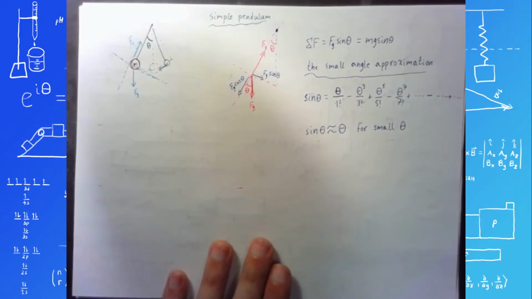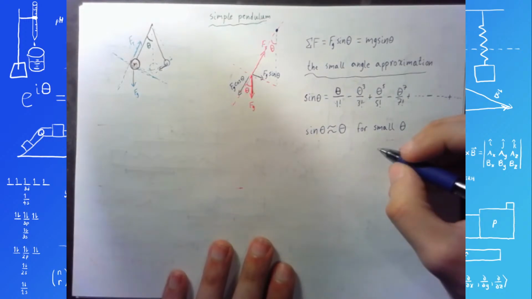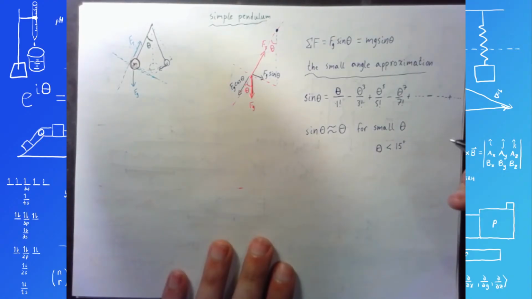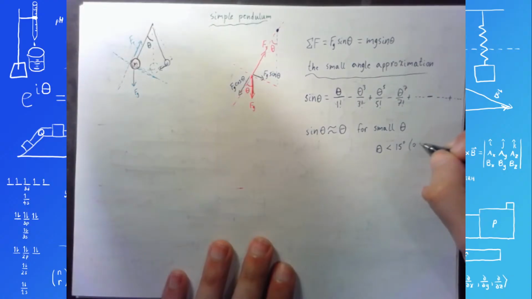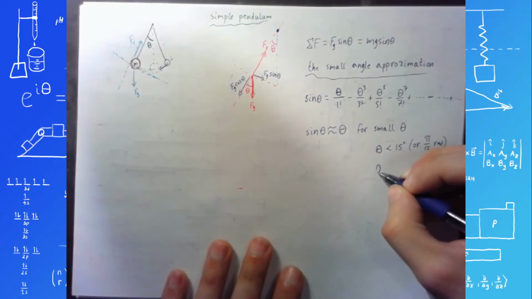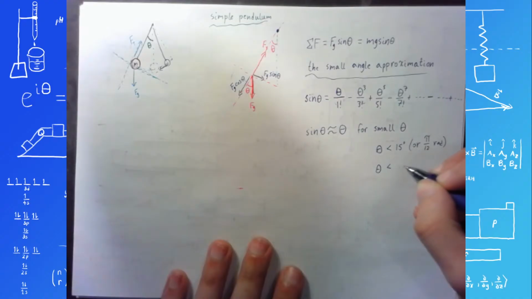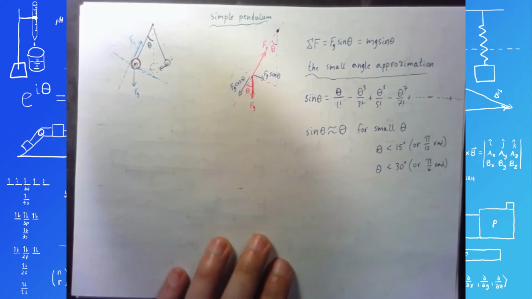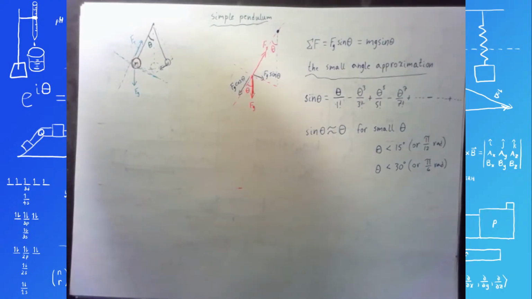That depends on who you ask. Some people will say that theta needs to be less than about 15 degrees, or that would be pi over 12 in radians. Some people say that you can get away with theta being less than or equal to 30 degrees, or pi over 6 radians. In case you don't find all this to be very convincing, don't worry, I have something much simpler that you can look at.